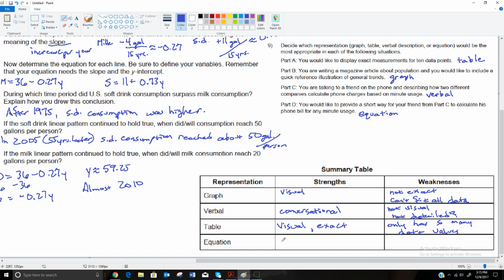For an equation, it's exact, and you can use it for any value. And its biggest weakness is it's not visual. So a lot of times if you really want to help somebody understand something, using a combination of a table and an equation, or a graph and a table, really can make the difference.